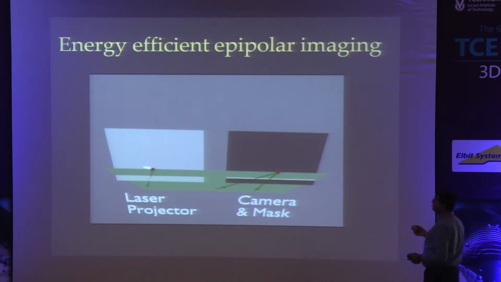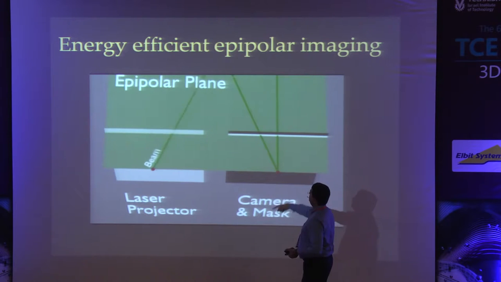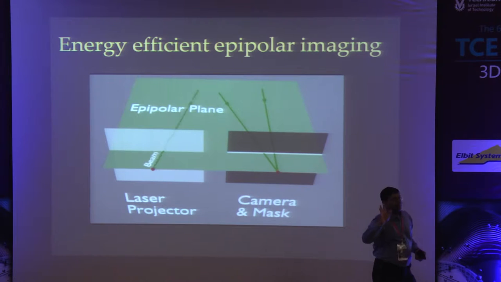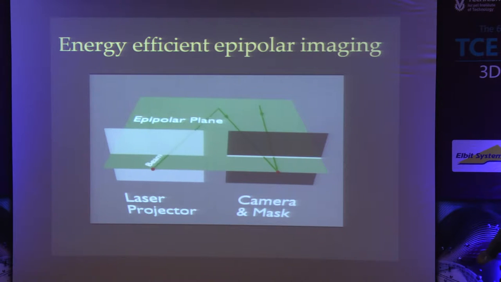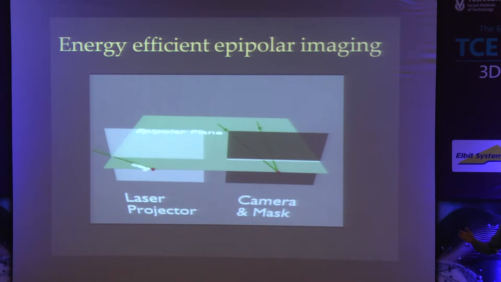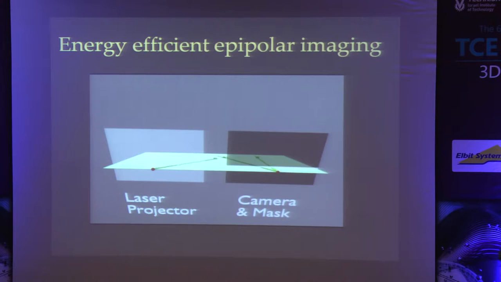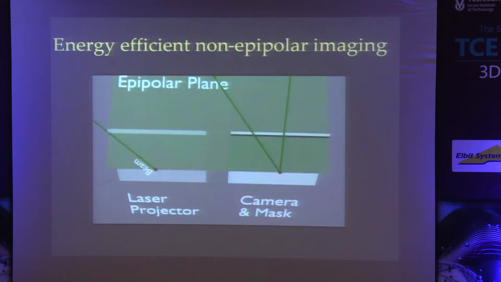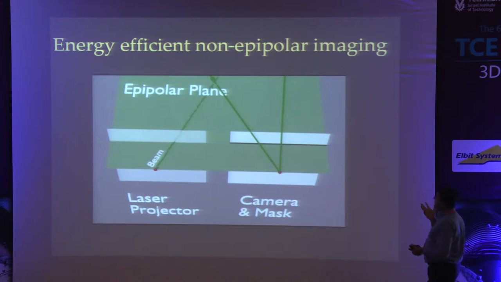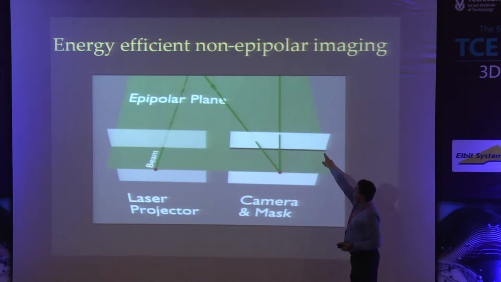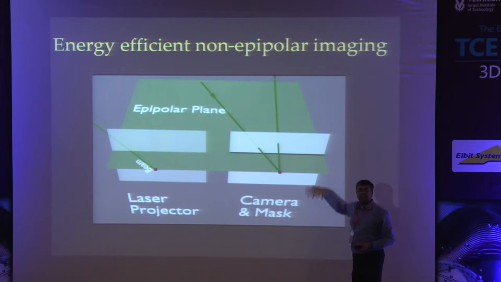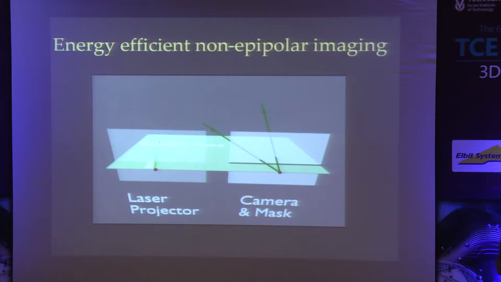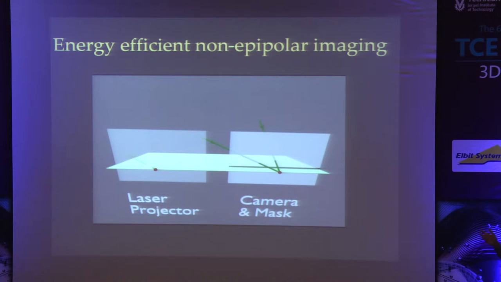And so by synchronizing this laser projector with the rolling shutter of this camera, you get rid of all of these reflections. Okay, so you can put a mirror there, and it doesn't matter. You can now remove these effects. Now, of course, you can do the opposite. This is called non-epipolar imaging. That means you block out that row, and you capture everything else. So you capture all the interesting stuff that's happening because of light transport. Okay, and that's it.